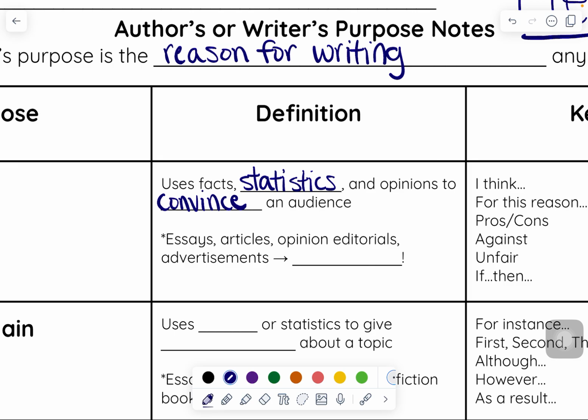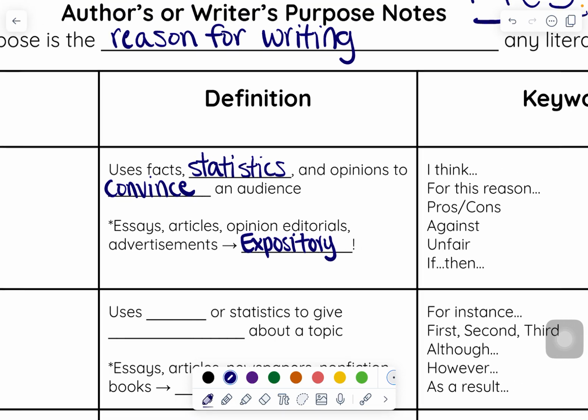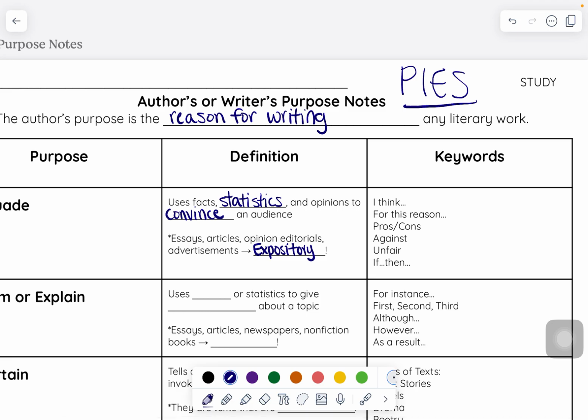Essays, articles, opinion, editorials, advertisements, these are all expository. So when you have expository writing, they are trying to persuade you with something. So we have some keywords that go along with the purpose of persuading. You may see, I think, for this reason, pros or cons, against, unfair, if, then.